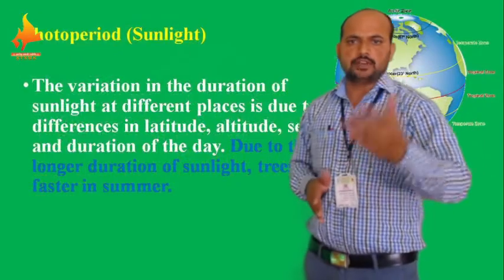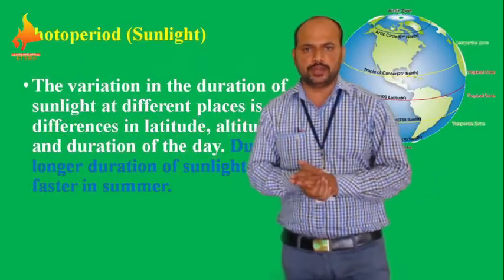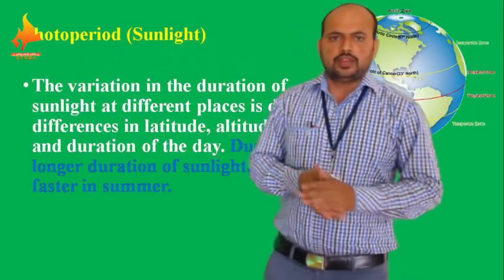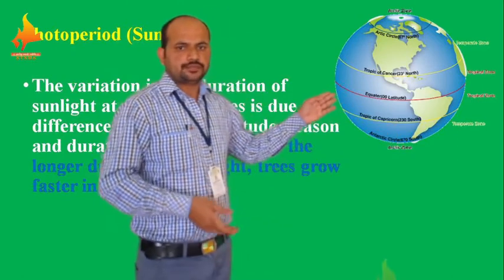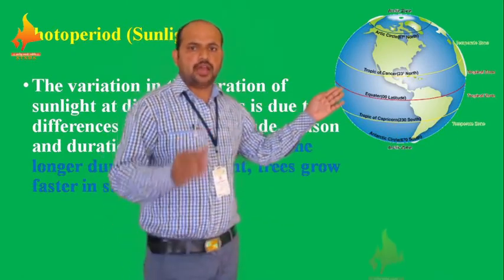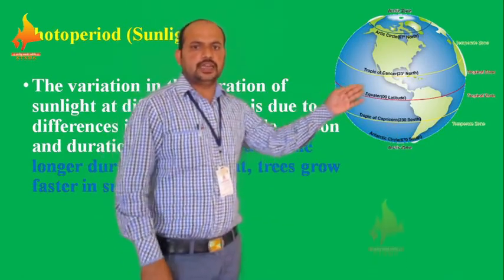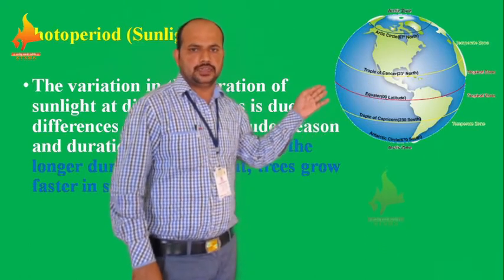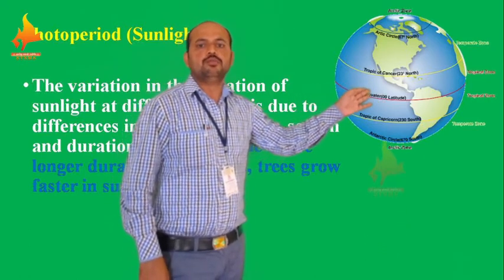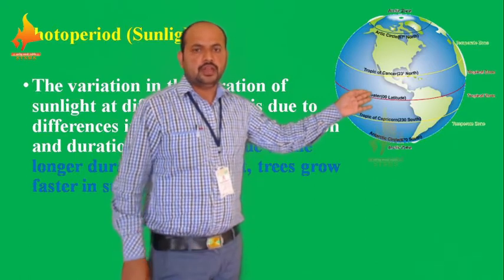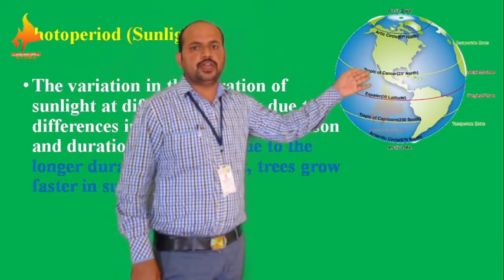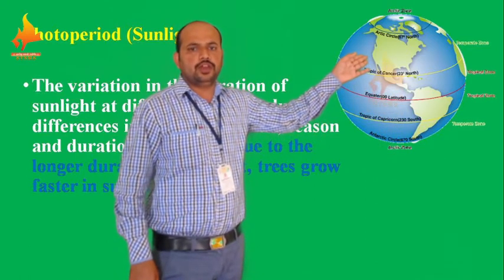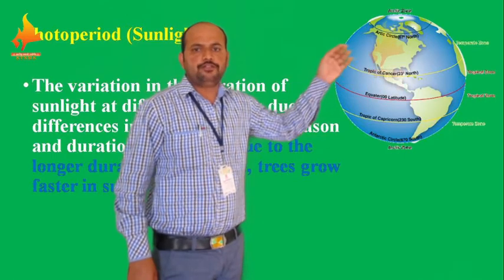Now the next factor is photoperiod. Now my dear students, you can see where we have more photoperiod. Generally in the tropical region. Near the equator we have more photoperiod, and when you move away from the equator, you will find a decrease in the photoperiod.